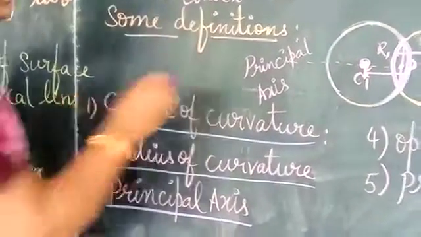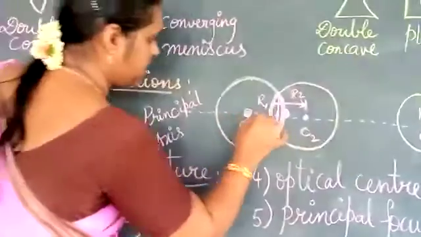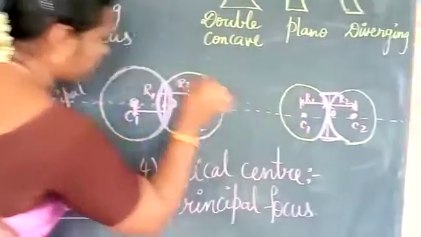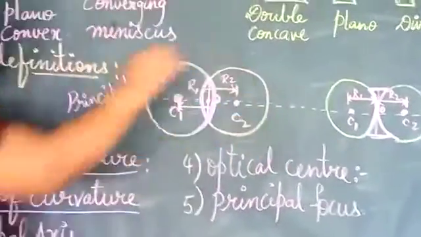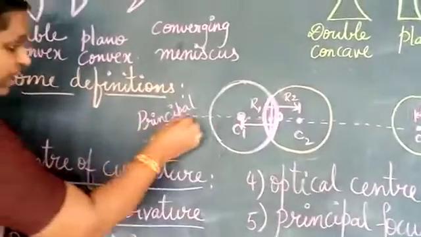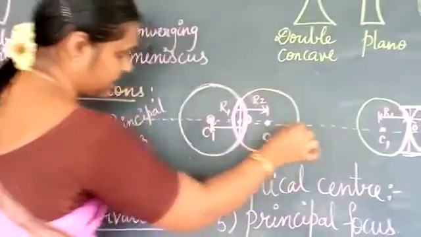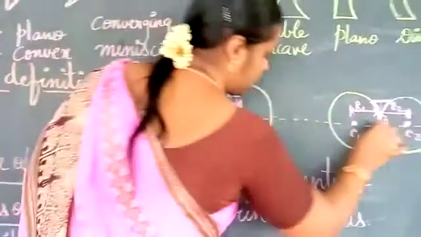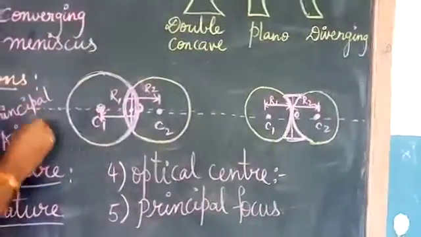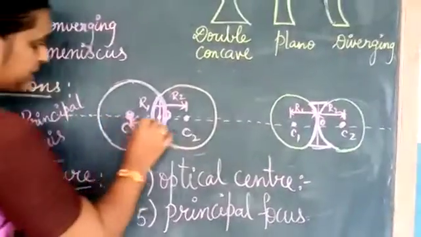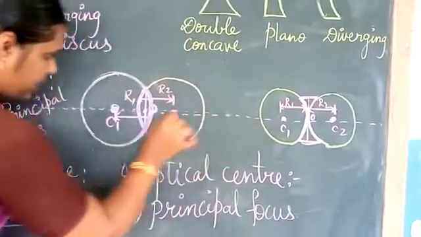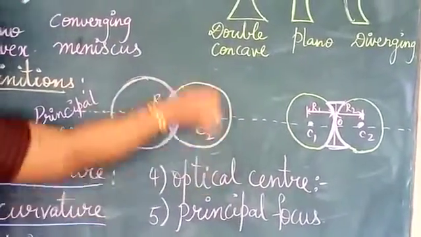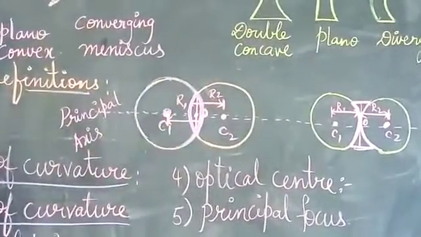Now let us move on to the third one, that is principal axis. So what is principal axis? The line joining the two centers of the spheres. Here I have shown the dotted lines. I think you can see very clearly, children. For this sphere I have shown the dotted line, and for this sphere also. So the principal axis is nothing but the line joining the two centers of curvature of the spheres.